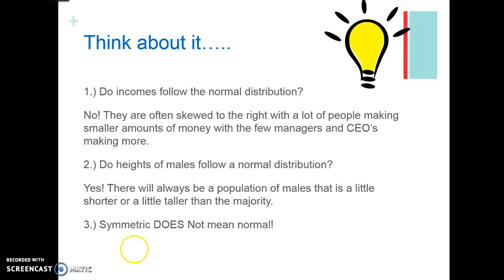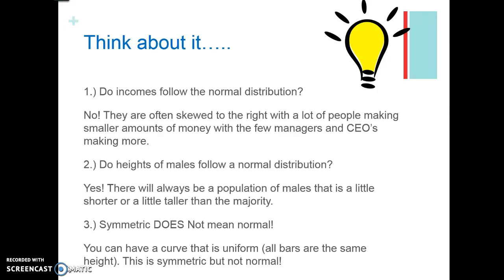Now keep in mind though that symmetric does not necessarily mean that a curve is normal. All right, so you could have a symmetric curve that is bimodal, fold it in half, but that's not necessarily normal. So just be careful that symmetric does not necessarily mean that it's normal. All symmetric means is if I fold it in half, it's the same on both sides. But the normal curve has to have its inflection points at one standard deviation away from the mean, has to be defined by the mean and the standard deviation, and the properties that we talked about on the previous slide.